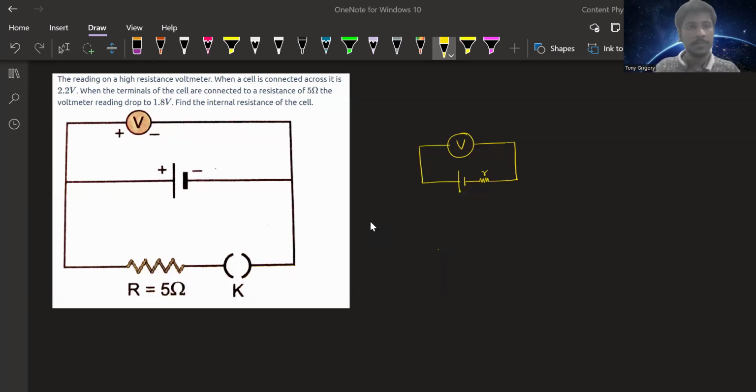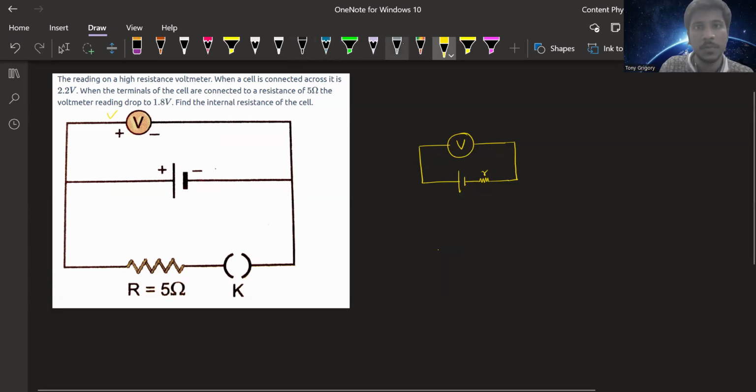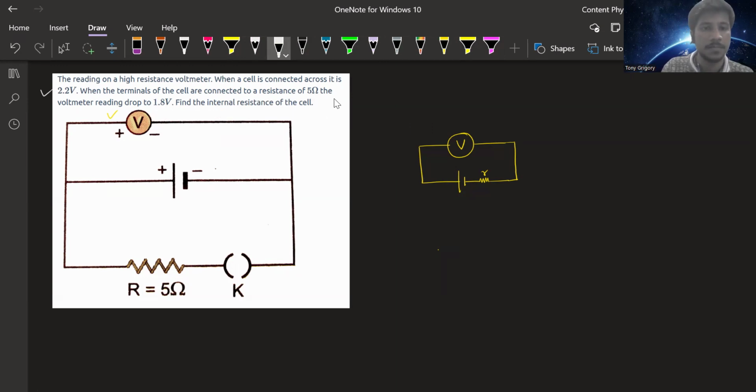So in this question, there is a high resistance voltmeter connected here. And when this is connected across the cell, the reading on the high resistance voltmeter is 2.2 volt. When the terminals of the cell are connected to a resistance of 5 ohm, the voltmeter reading drops to 1.8 volt. You have to find the internal resistance of the cell.